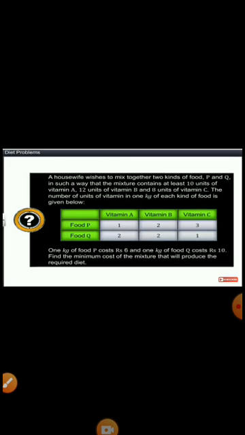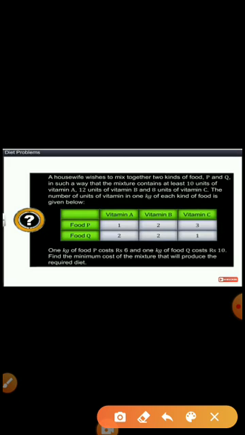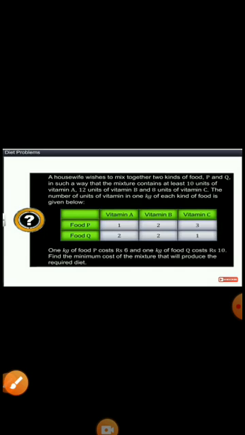Next, what is given? In such a way that the mixture contains at least 10 units of vitamin A and 12 units of vitamin B. See, whenever it is "at least," we will be writing it at the last. Okay. So here something is given for vitamin A and vitamin B. That means they are our constraints. So I'll be writing those constraints row wise. So I'll be having this as vitamin A, vitamin B and vitamin C. Now according to the question, we will fill the following table.